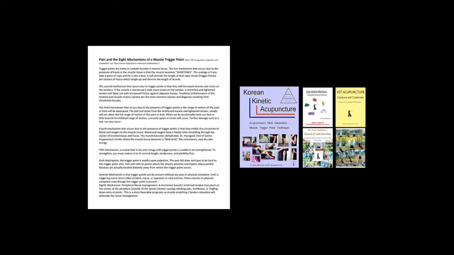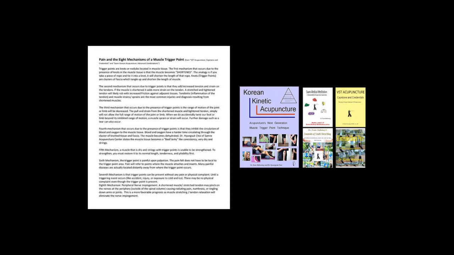The second mechanism is that trigger points add increased tension and strain on the tendons. If the muscle is shortened, it adds more strain on the tendon. A stretched and tightened tendon will likely rub with increased friction against adjacent tissues. Tendinitis is inflammation of the tendon, and muscle strain and sprains are the most common injuries and diagnoses resulting from shortened muscles.